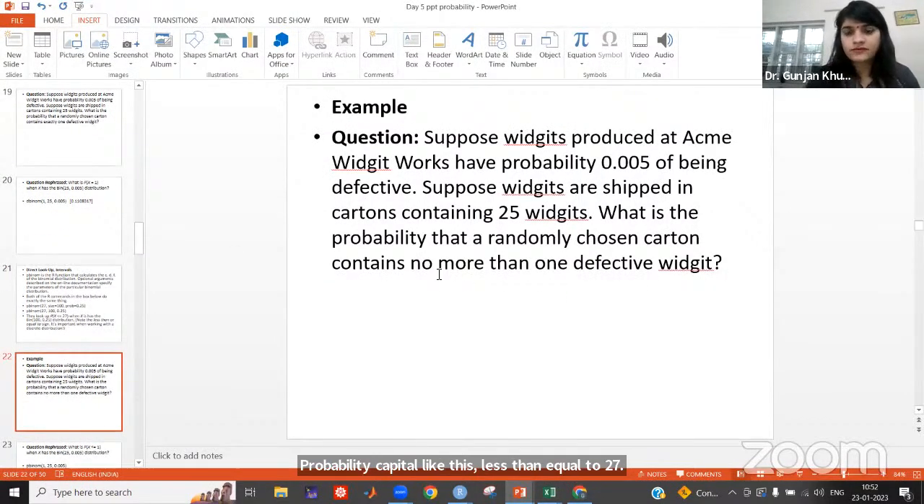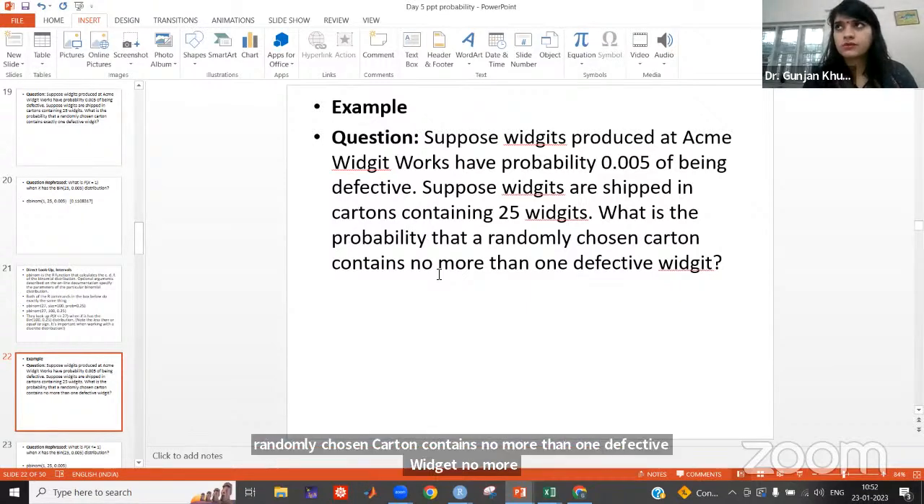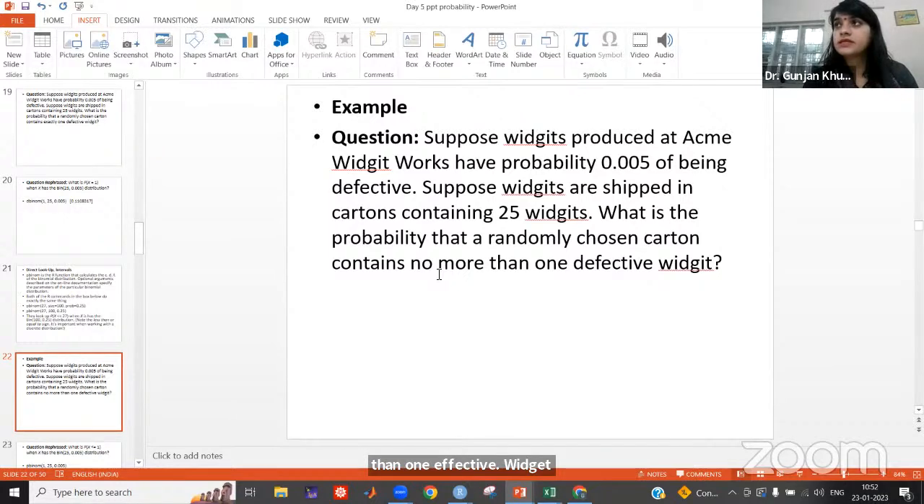Suppose widgets produced have probability 0.005 of being defective, and widgets are shipped in cartons containing 25 widgets. What is the probability that a randomly chosen carton contains no more than one defective widget? It means probability X equal to 0 plus probability X equal to 1. It should not be more than 1.